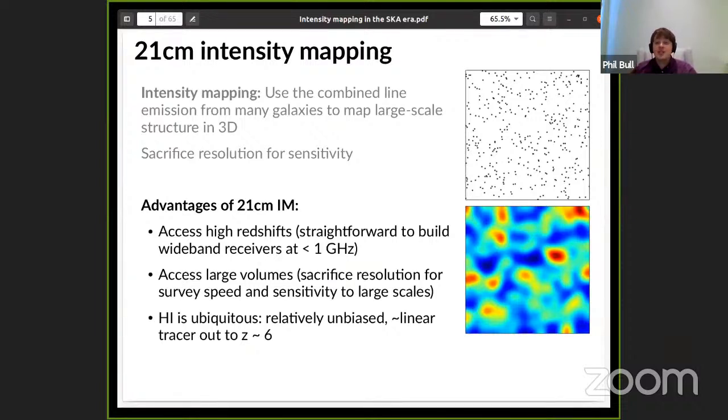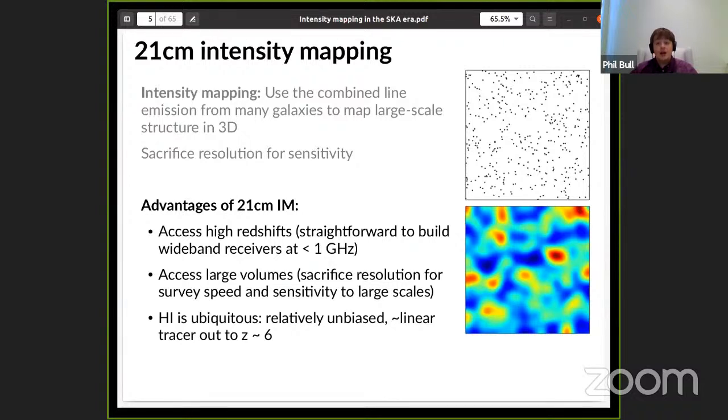So 21 centimeter comes from the fact that we're using neutral hydrogen to do this. It's very, very common, the most common type of normal matter in the universe, more or less. It just so happens that neutral hydrogen has a very well-defined emission line due to a spin flip transition at a wavelength of about 21 centimeters, or 1,420 megahertz, if you want to think of it as a frequency. That's well into the radio part of the electromagnetic spectrum.